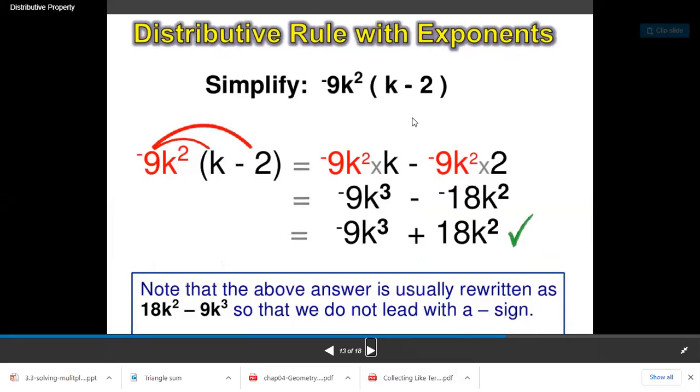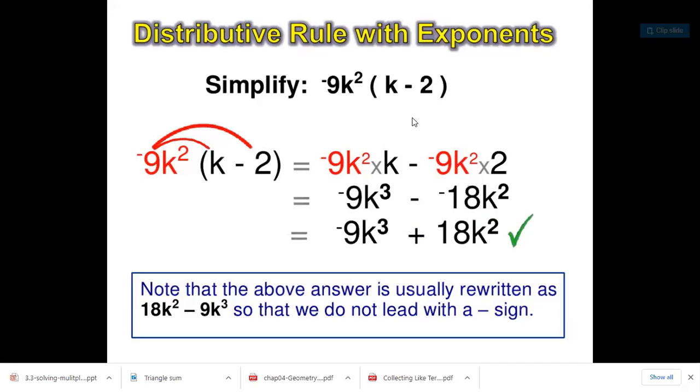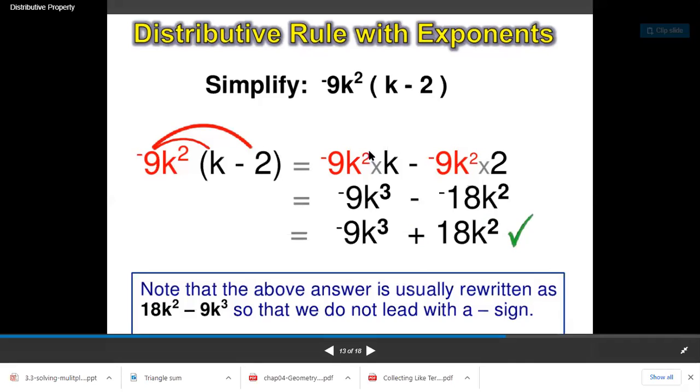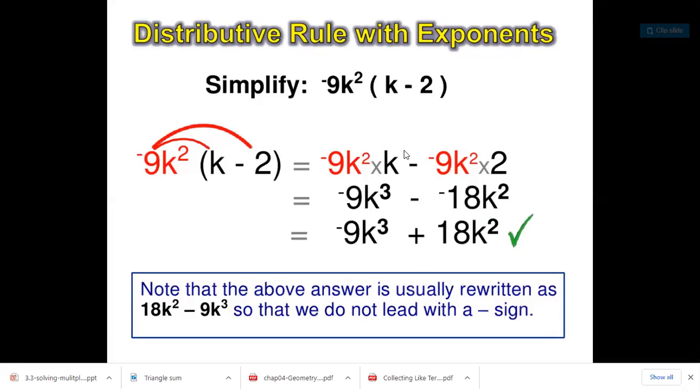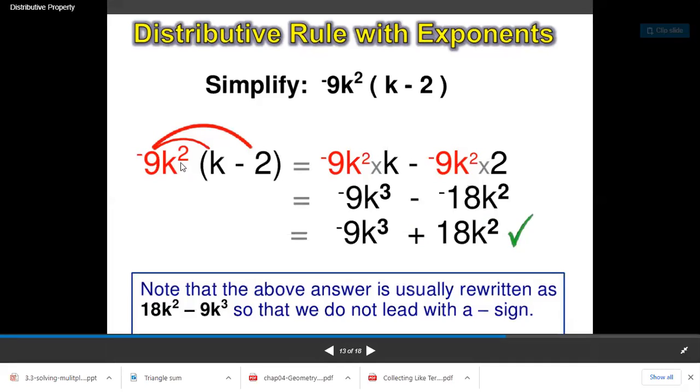Okay, let's move to exponents, in case we have an exponent. We studied exponents before. When we multiply, we have to add the exponents together. Do you remember? When we have 9k to the power of 2 times k, so you have k and k. What is the exponent above k? The first one is 2, and the second one is 1.